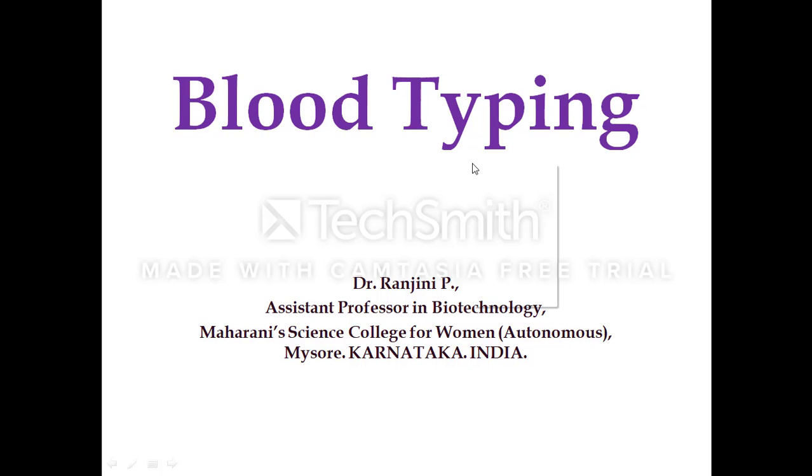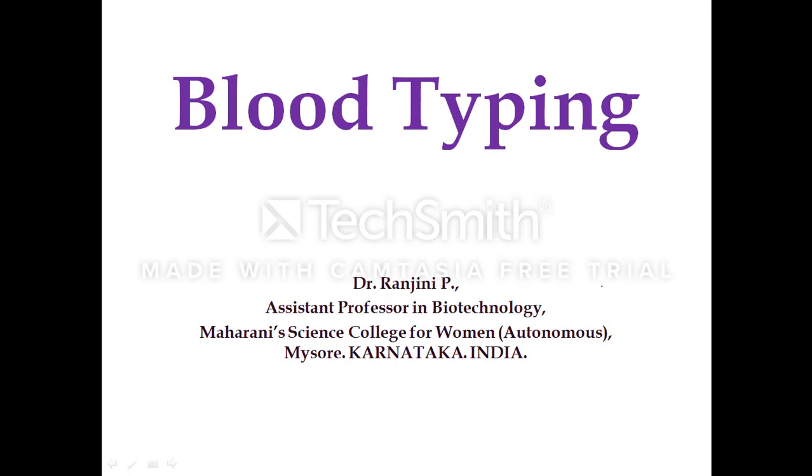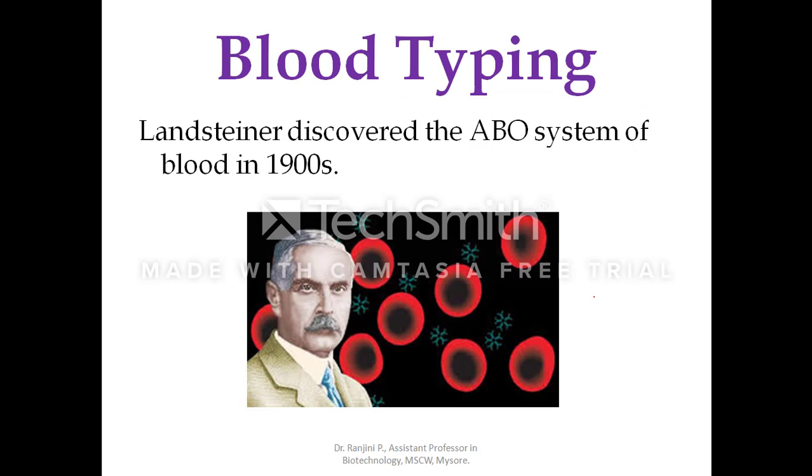First and foremost, we should know what is blood typing. Blood typing is the technique of identifying the blood group antigens. On the surface of the blood cells we will find antigens, and these antigens will be specific in an organism. The technique of identifying the type of the antigen present on the RBC is called blood typing. This technique was first discovered by Karl Landsteiner in the year 1900.